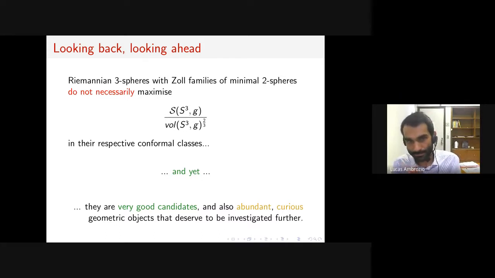However, I still think that those metrics, because they have so many minimal two spheres passing through every point and every direction, are good candidates to be maximizing metrics. So I think they are still relevant to this historic problem. And they are also such abundant and curious metric objects that I think they deserve to be investigated further.